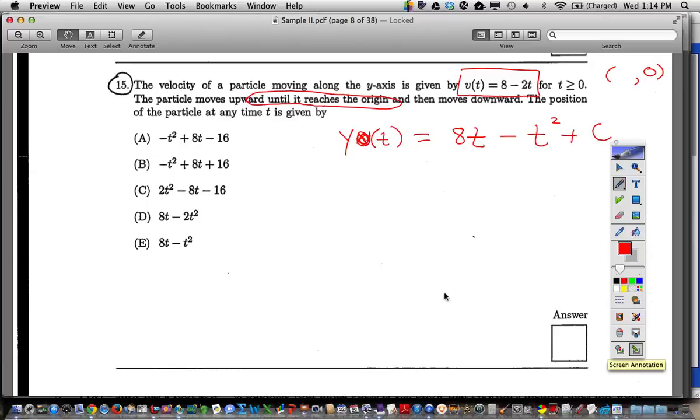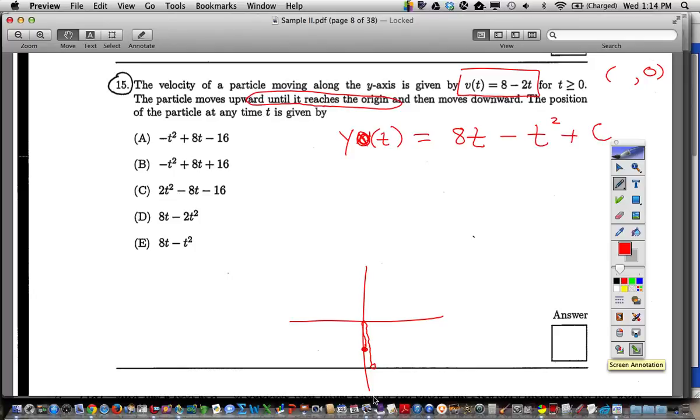I would agree that y. Okay, so what we have is the y-axis here. We got a particle moving up and down. It says it moves upward until it reaches the origin, so it's going up, and then it's coming back down. Right? We don't know where it starts. We do know at time 0 it would have to be negative.